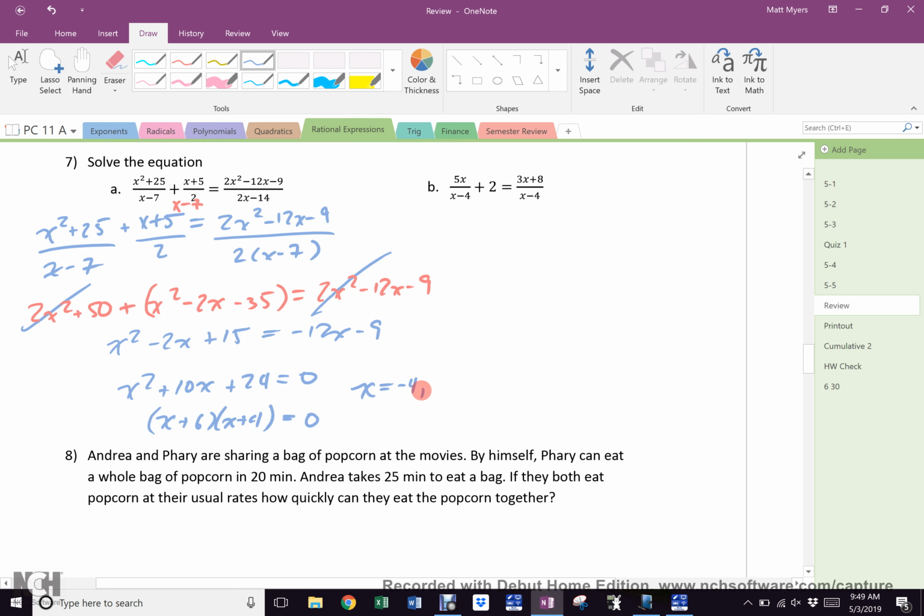Negative 4, negative 6. Do they work? Are they okay? Yeah. So that's worth 3 because you had to do algebra as well.